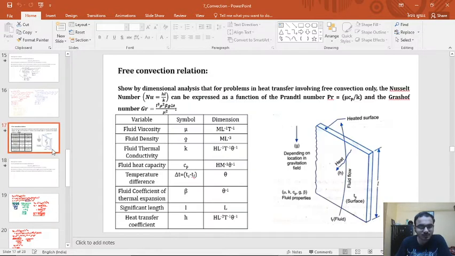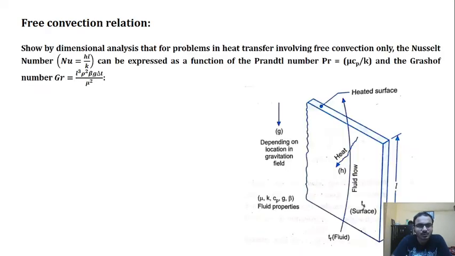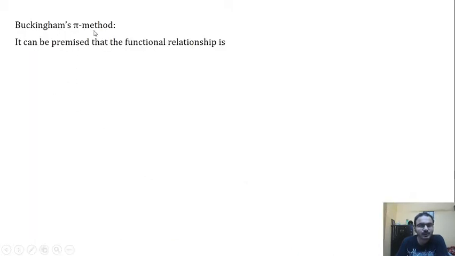In our previous lecture, we started with a free convection problem in which we need to prove that Nusselt number can be expressed as a function of Prandtl number and Grashof number. This will be done with the help of dimensional analysis, and to be particular with the help of Buckingham's pi theorem. So this is the problem arrangement, and these are the variables which are part of this problem with symbols and its dimensions. So we applied pi method.